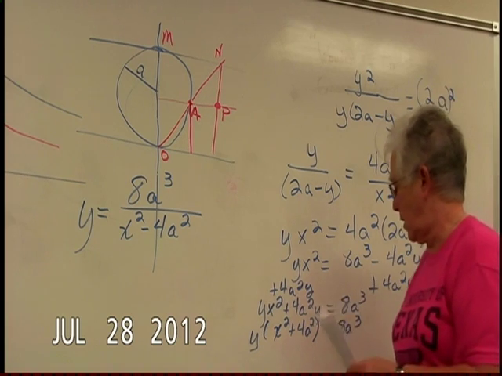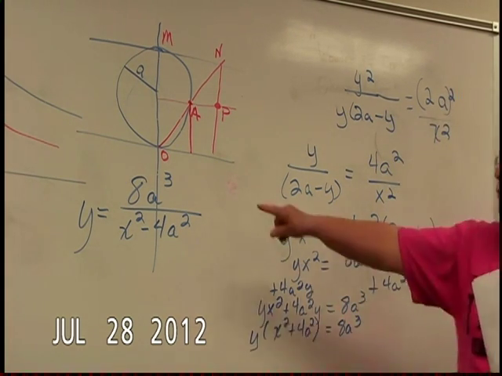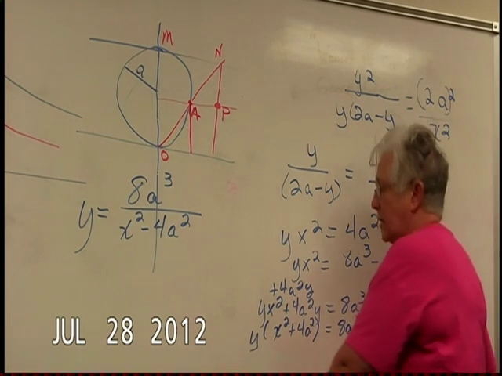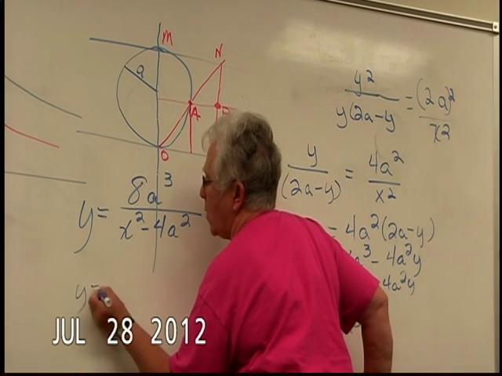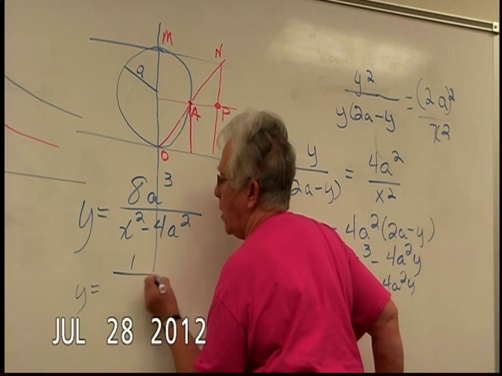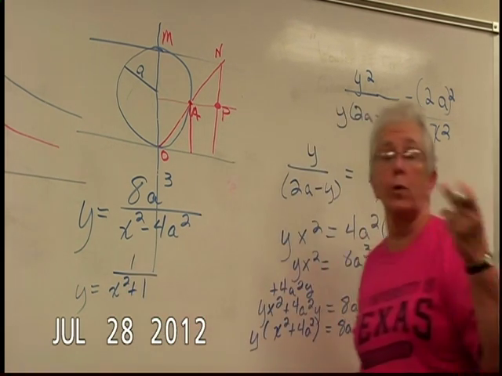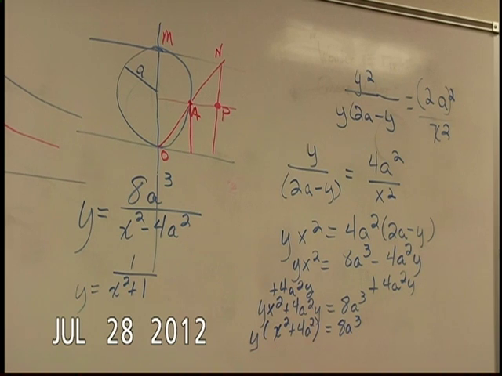As a finish to this, if you look at this, if we let a equal 1/2, we end up with y equals 1 over x squared plus 1, which should be really familiar to a lot of you who have done Cauchy series, Lorentz series, have done calculus, because this is all based in calculus.